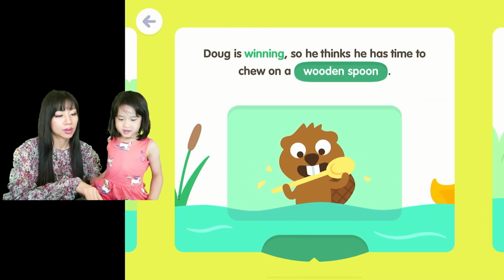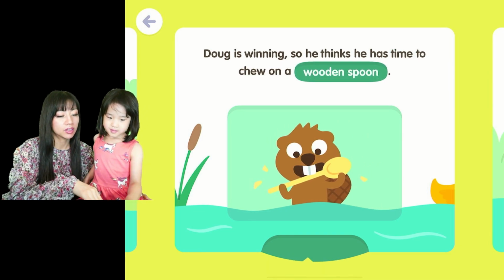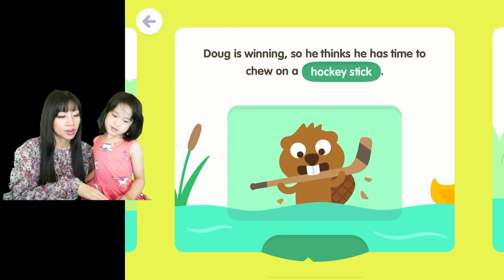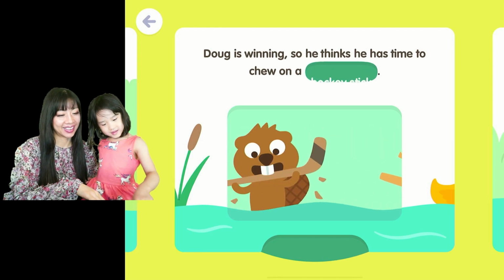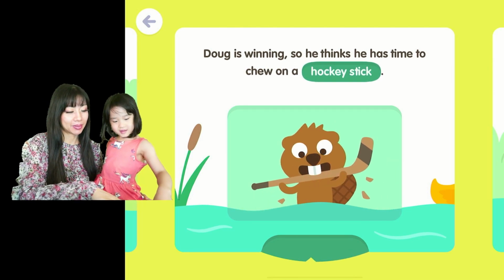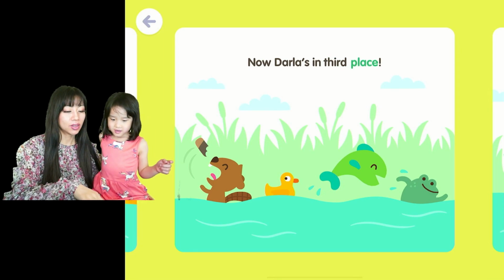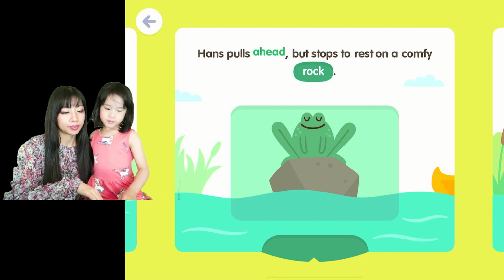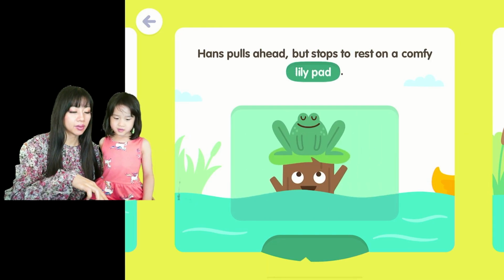Doug is winning, so he thinks he has time to chew on a wooden spoon. A Doug branch. A hockey stick. Doug is winning. Okay, let's see what the next page is. Now Darla's in third place. Hans pulls ahead, but stops to rest on a comfy rock. Oh, he rests on a rock?